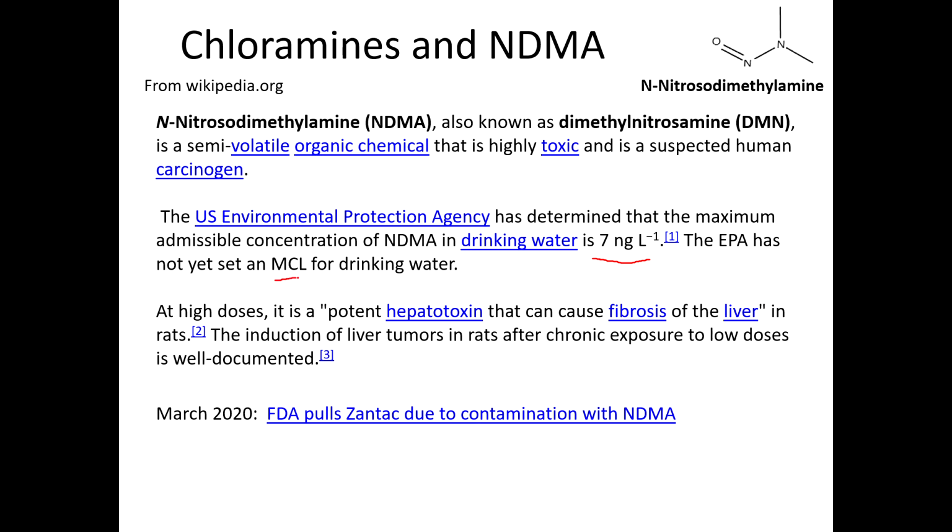There's not an MCL for NDMA in drinking water, at least not when I made this slide. I should go back and check and see whether there's been a new one introduced. But at high doses, it's a hepatotoxin. Hepatus is your liver, so it's toxic to your liver, so it causes fibrosis of the liver. The induction of liver tumors in rats after chronic exposure to low doses of NDMA is well documented, so not good.